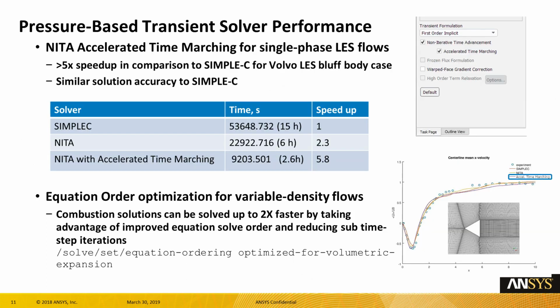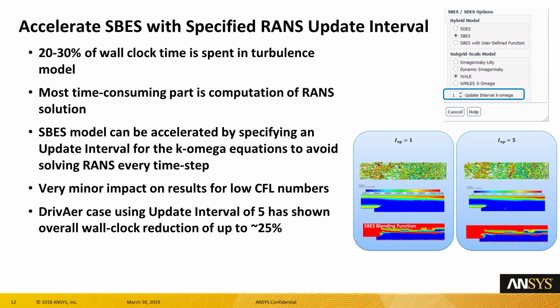The transient solver has been improved, so there are some new options to speed up the non-iterative solver, especially for single-phase flows. There's also a speed up allowing you, when you're doing scale resolving models, to solve the RANS equations at a lower frequency than the scale resolving components, and this is actually saving a lot of runtime.